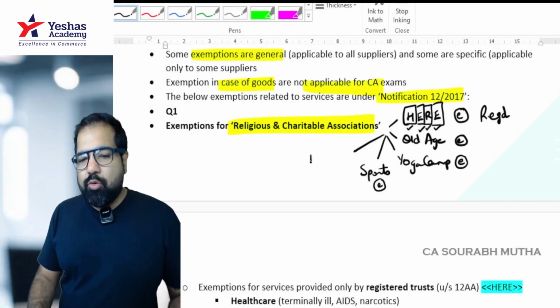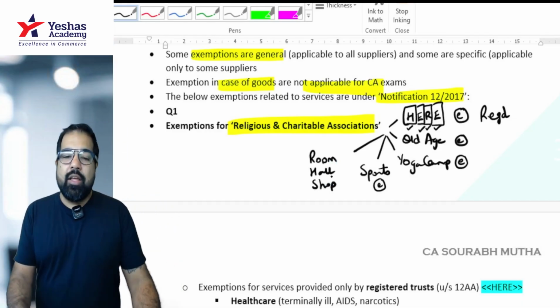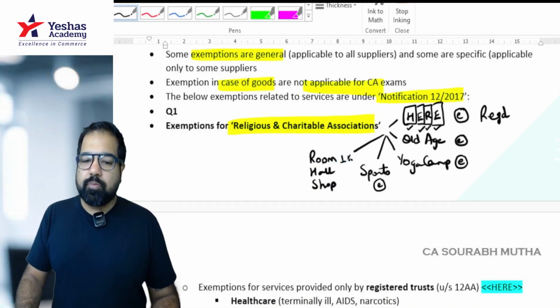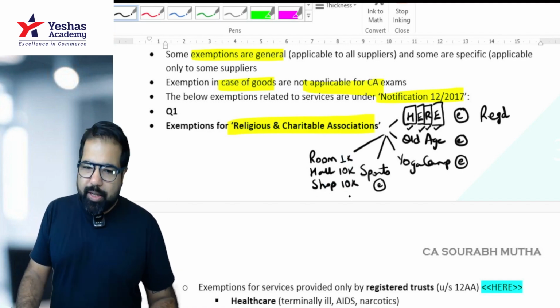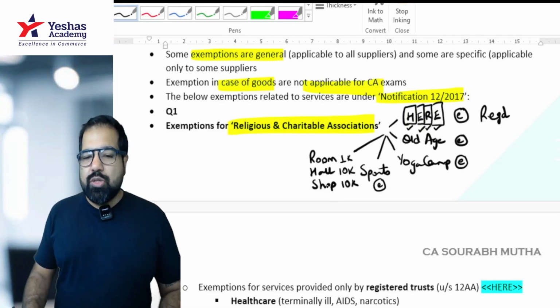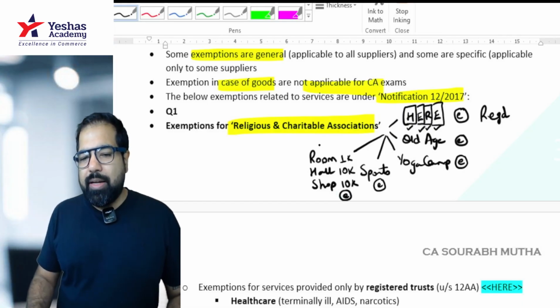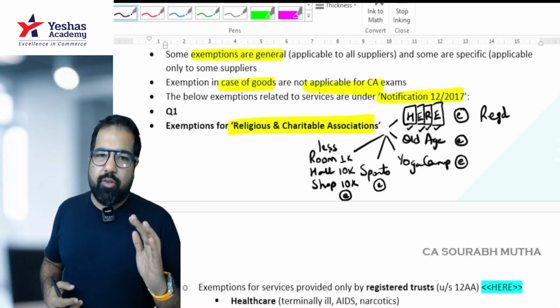They say that if you are charging for a room, a hall, or a shop, then it has to be room less than 1,000, hall less than 10K, and shop less than 10K, room and hall of course per day, and shop per month. If it's less than, even if it's equal to, there will be GST. So only if it is less than, guys. How do you remember less than? Because guys, it's a charity, obviously they will charge less. So this is something that you have to keep in mind.